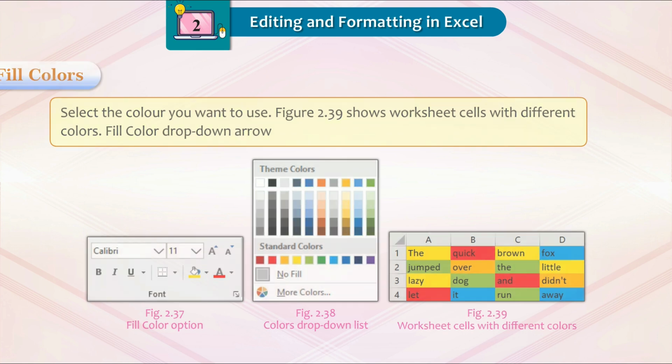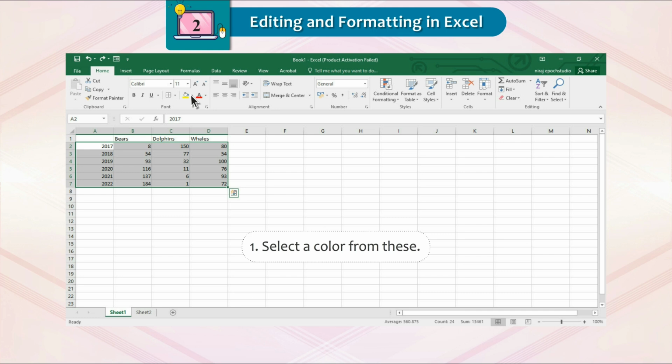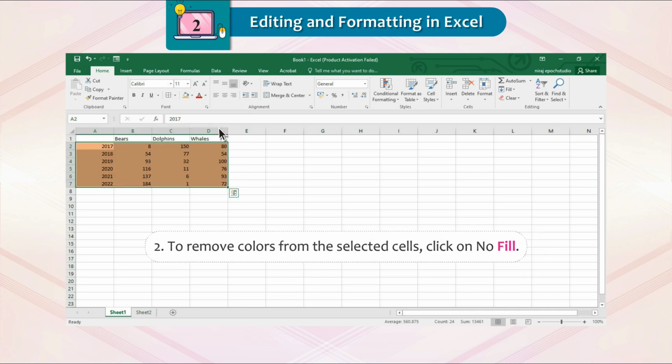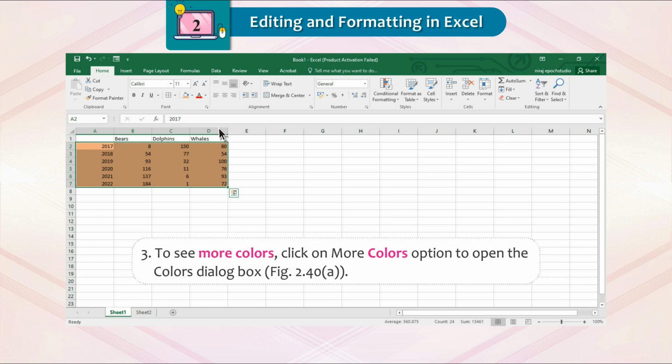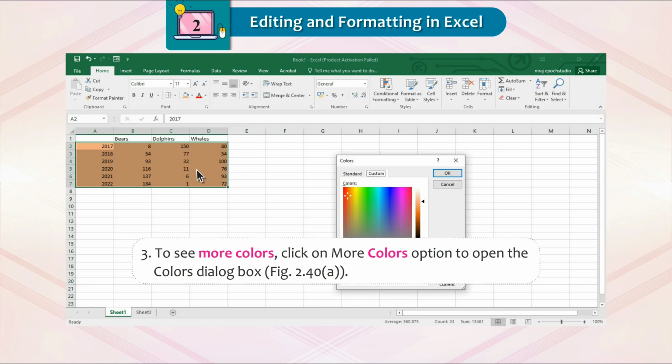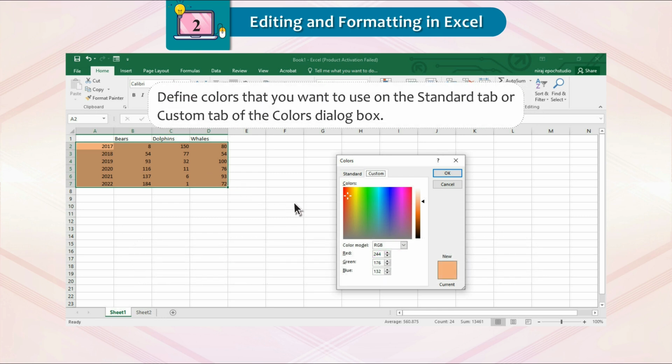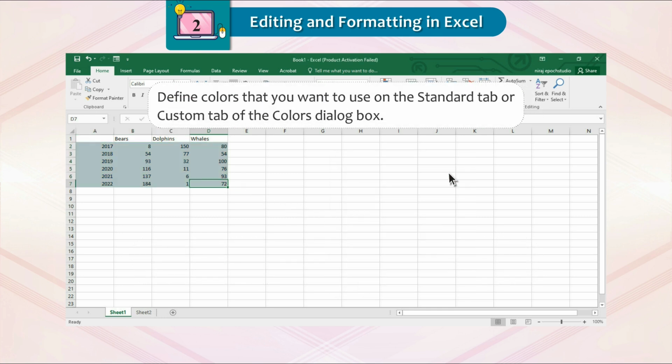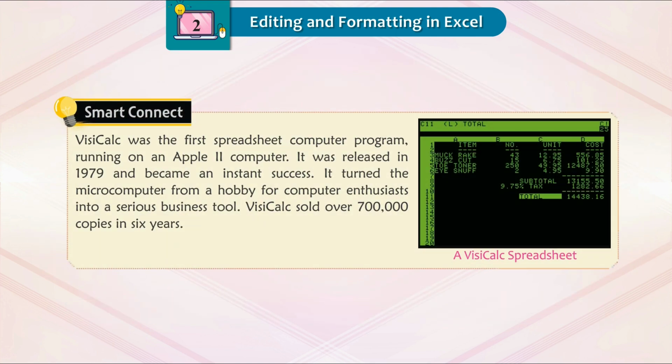Fill color drop-down arrow. 1. Select a color from these. 2. To remove colors from the selected cells, click on No Fill. 3. To see more colors, click on More Colors option to open the Colors dialog box. Refer to figure 2.40a. Define colors that you want to use on the Standard tab or Custom tab of the Colors dialog box.